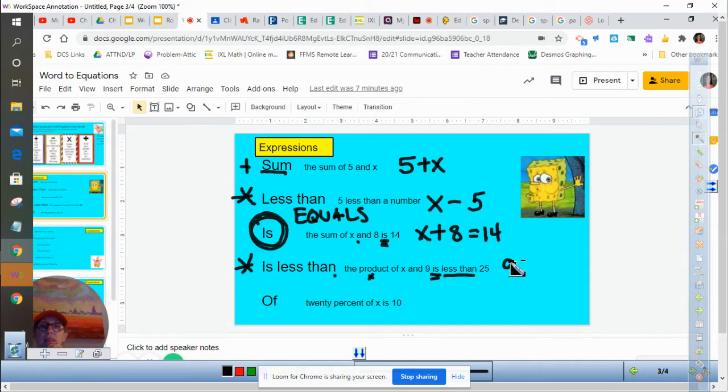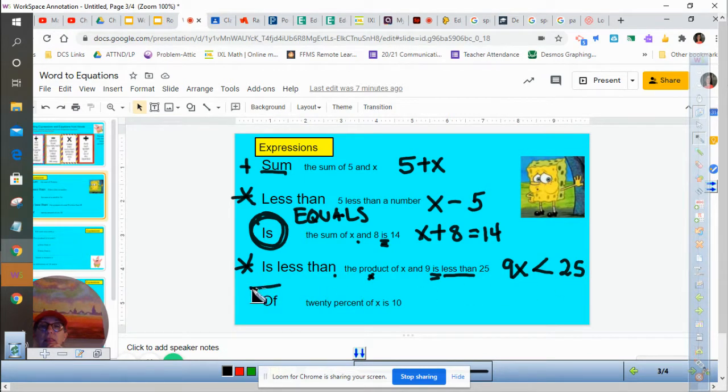So I'm going to say 9 times x. Notice I put that different. I changed the order because in algebra we write 9x instead of x9. So 9x is less than 25. So when an is goes with the phrase less than, you've got to use an inequality sign. It might say is less than or equal to, and then we would use that symbol.